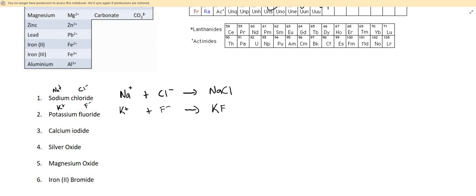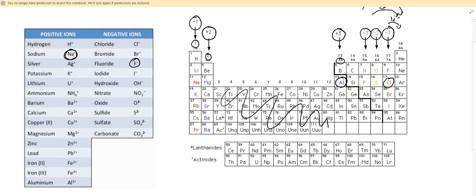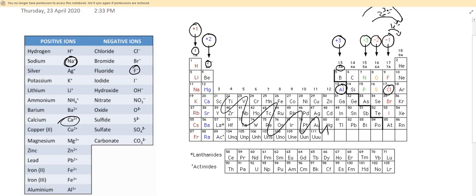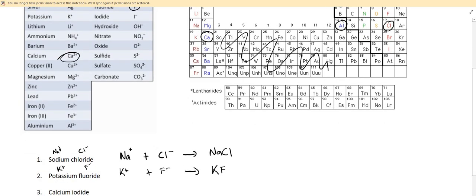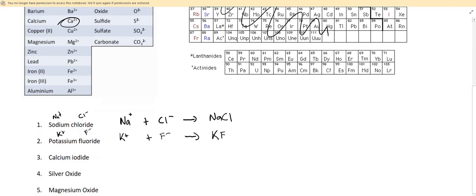Right, number 3, calcium iodide. Now this guy gets a little bit trickier. We know that calcium, if we go up and have a look where calcium is, here's calcium. Now he's got a +2 charge because he's in group 2. So he's got 2 electrons in his outer shell, and he's happy to lose those. And if someone takes 2 of his electrons, he forms his calcium 2+ ion. So Ca2+. So we write that in, Ca2+.